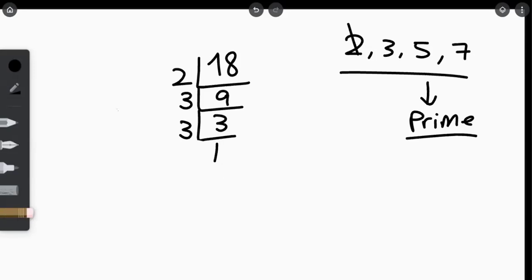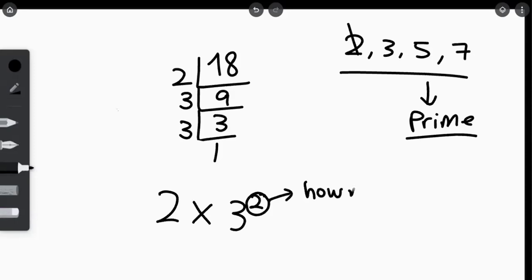How do you write? You need to write from the smallest prime number that you divide by to the biggest number that you have divided. So for example, if I have only one 2, I'll write 2 to the power of 1. But 2 to the power of 1 we don't write, right? So just 2 times 3 squared. This 2 over here represents how many 3's.